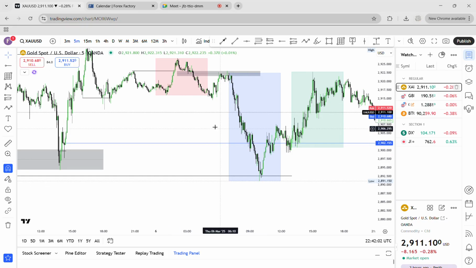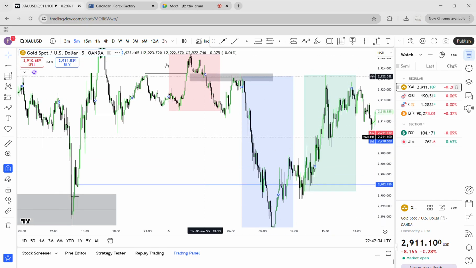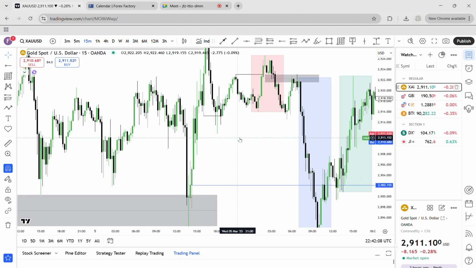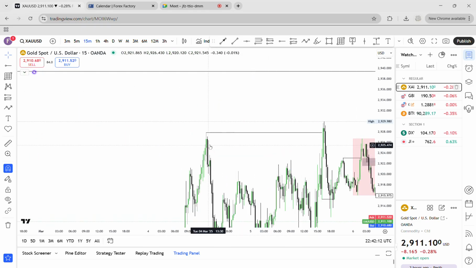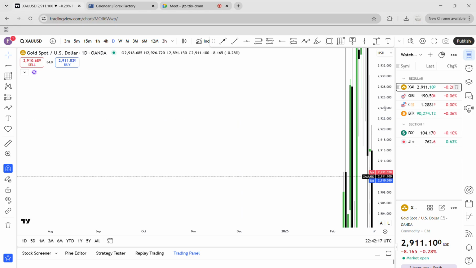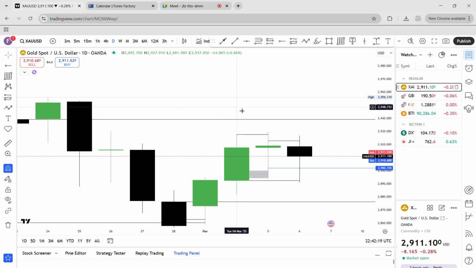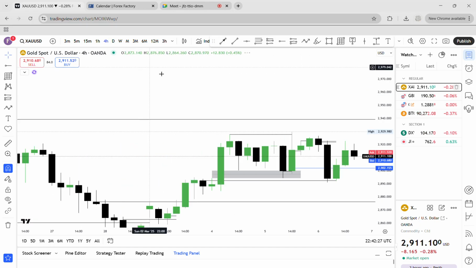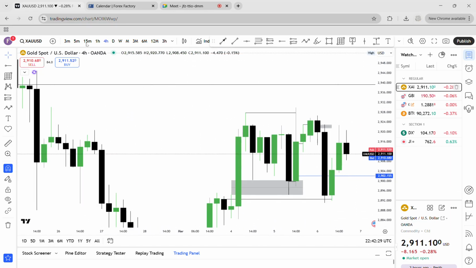If you change the time frame, was that a high? Was that the previous day high that it took out? Which one, this one? It's the previous day high. Right here, it's the previous day high.